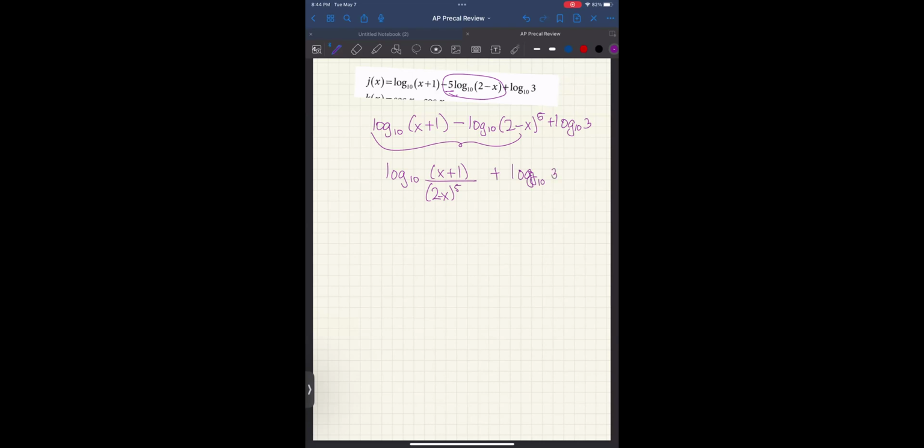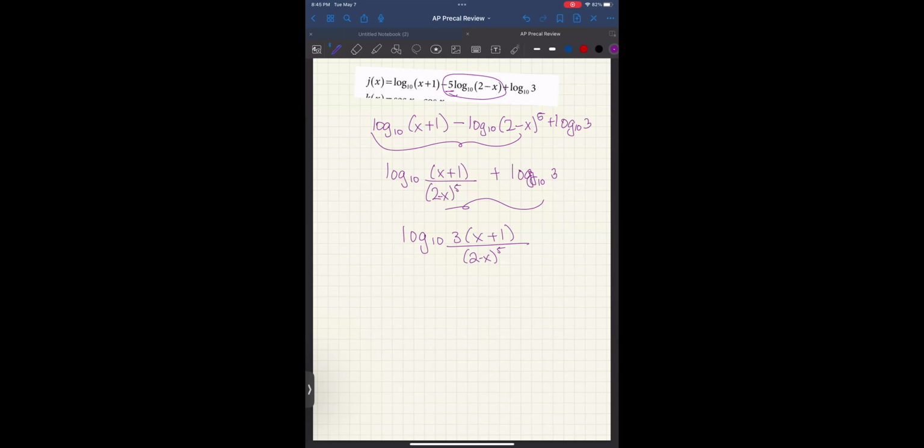And now this is multiplication, so log base 10. Actually, I'm going to write the 3 first: 3 times x plus 1, over 2 minus x to the 5th. I'm done.